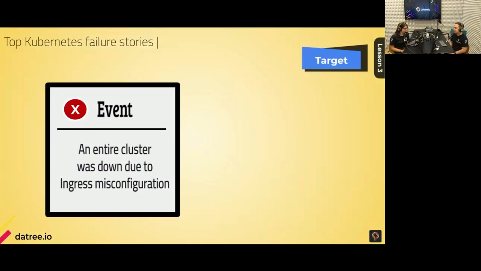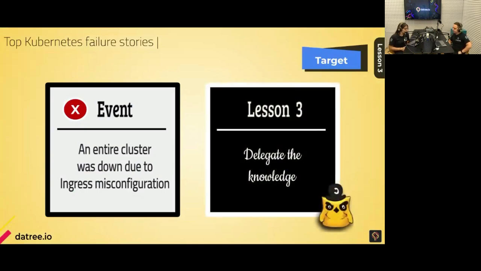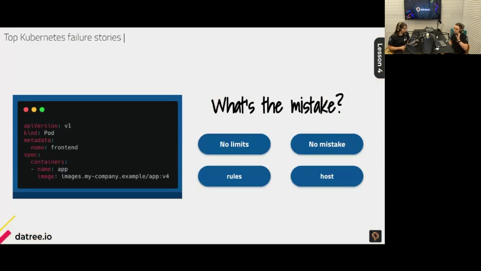Yeah, exactly. And the real lesson that we learn from Target is to delegate the knowledge. It's really important when you start to use Kubernetes in your organization to delegate the knowledge to the entire organization. You have developer teams and DevOps teams and many, many departments, and you want to make sure that everyone understands how to work with Kubernetes and what you should do and what you should not do. And let's move forward to the next one. By the way, it's not that easy to tell everyone what you want them to do, but we'll talk about this later. Don't spoil it.